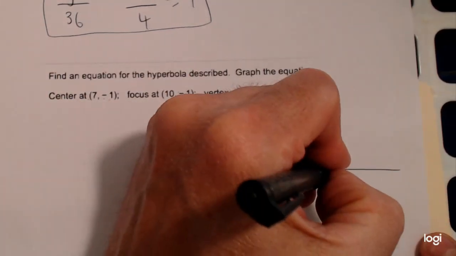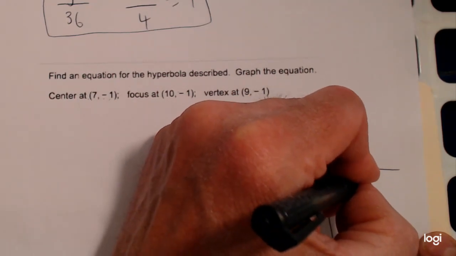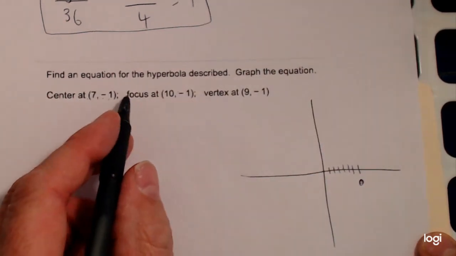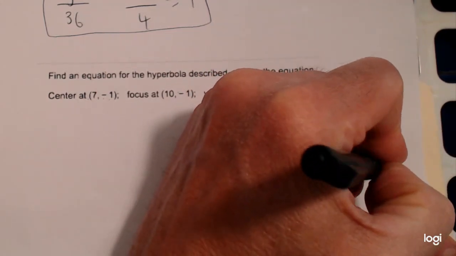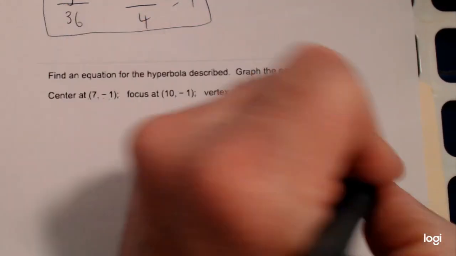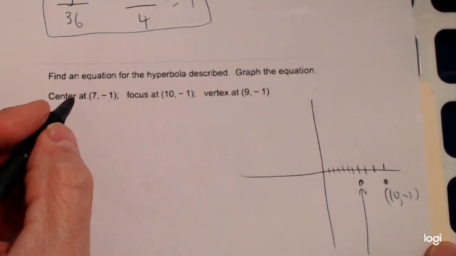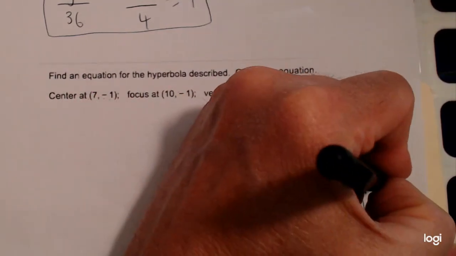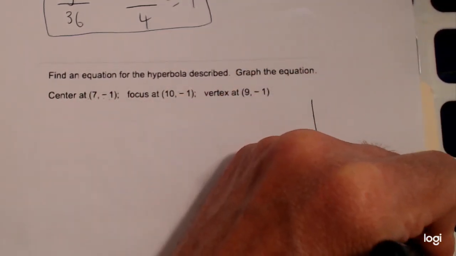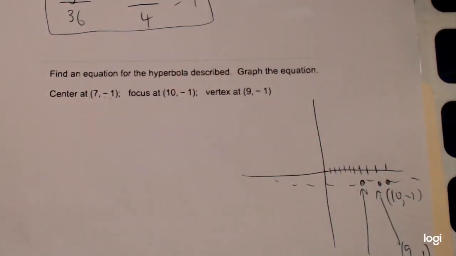So we know the center is 1, 2, 3, 4, 5, 6, 7, -1. So that's the center. The focus is at 10, -1, so 7, 8, 9, 10. And this point right here is the point (7, -1). And then the vertex is at (9, -1). So you can see that the transverse axis is going to be parallel to the x-axis.